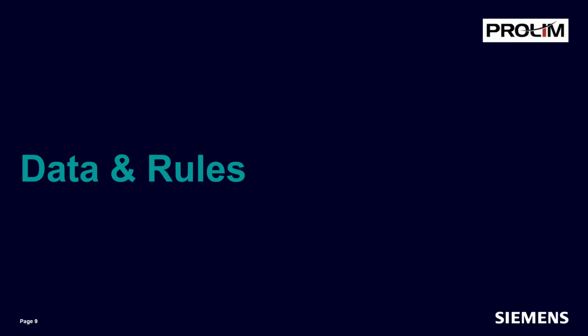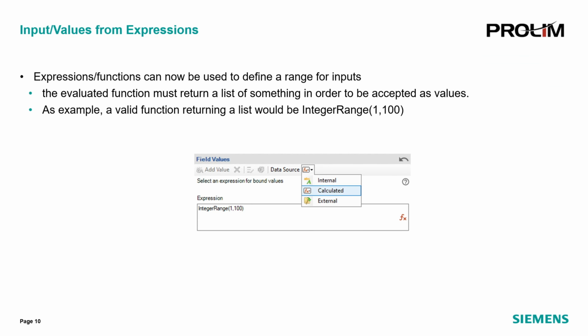So first, let's take a look at the data and rules. If you remember in the previous versions, the only ways to add inputs into the input field were to manually enter the value or copy paste from a text file or an Excel file. But now we have some added ways to add the data. The first one is the option to add the data using expressions. Here we have an example where the user has added an integer range from 1 to 100 using the expression.